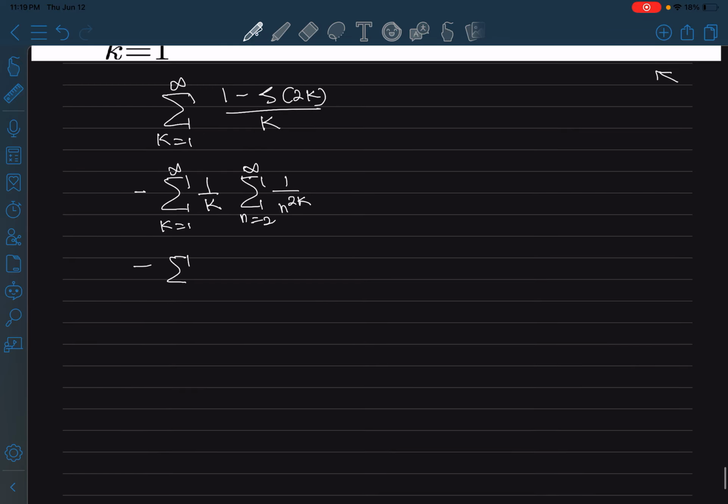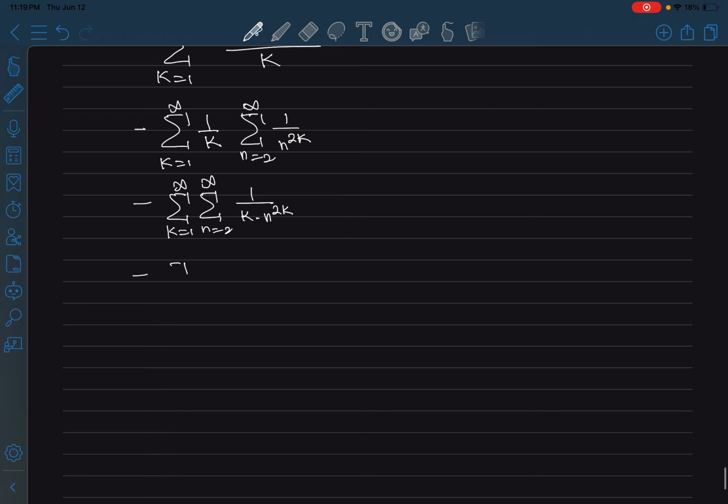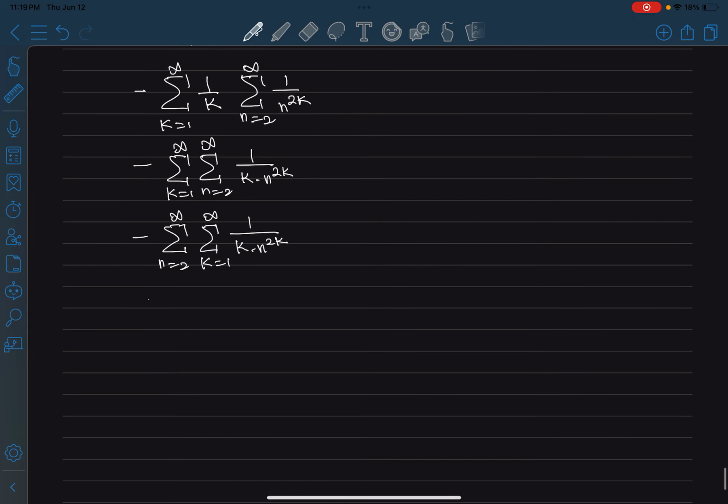Now I take k inside that sum, right? Sum from n equals 2 to infinity of 1 by k n to the power 2k. And now I interchange the sums. The sum goes from n equals 2 to infinity, and the sum from k equals 1 to infinity, of 1 by k n to the power 2k. Now the reason I'm doing this is because now I can use the log, right?